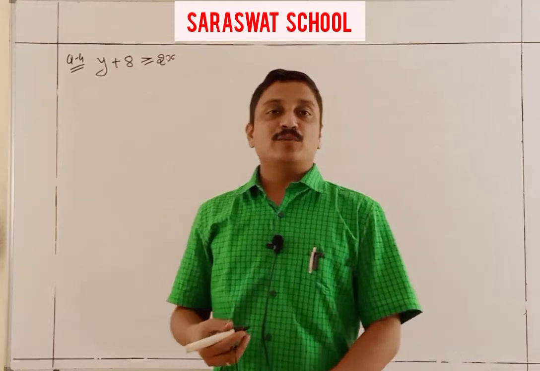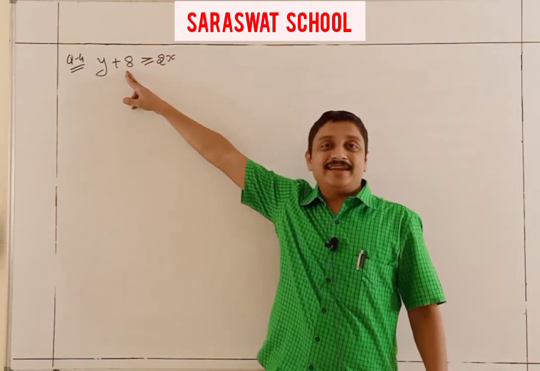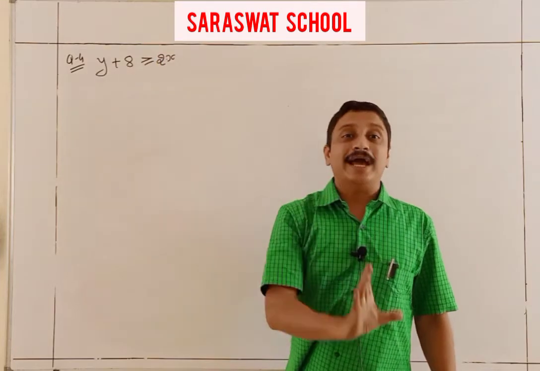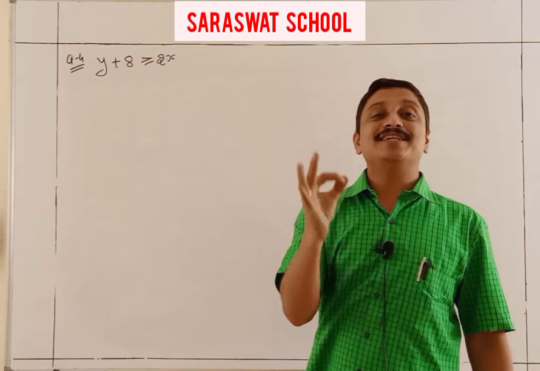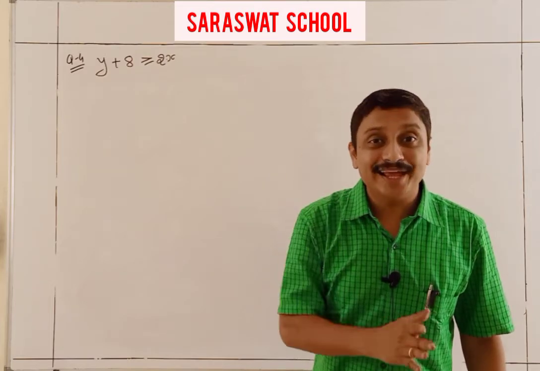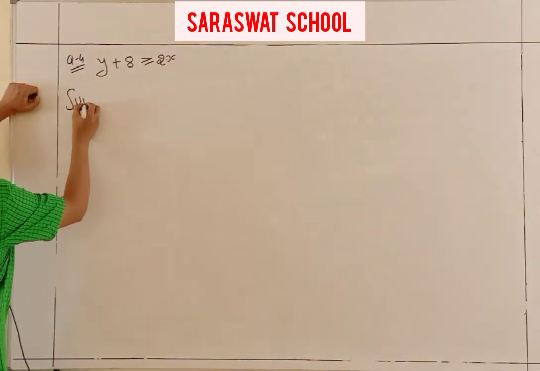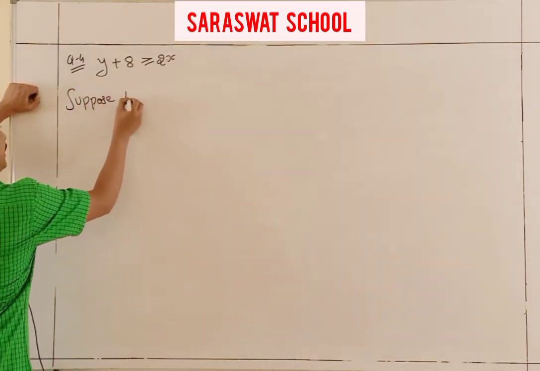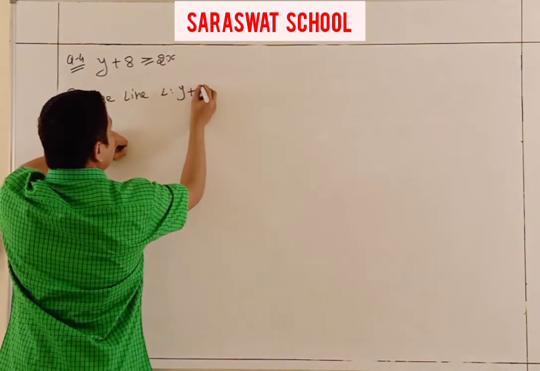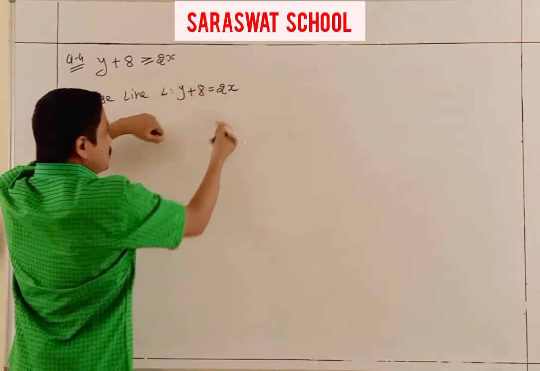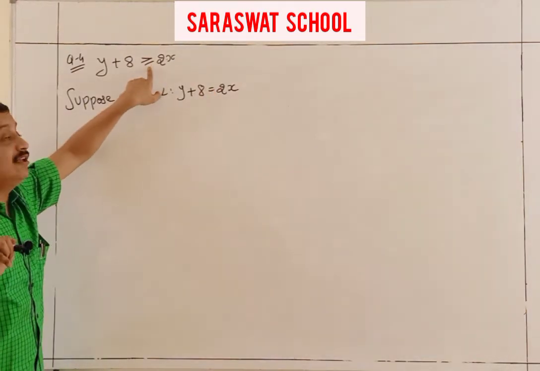Now students, one more question, that is also an interesting question. Y plus 8 greater than or equal to 2x. Greater than or equal to means at the end I show it is a closed half plane. And we start the same process. Suppose the line, converting the inequality: Y plus 8 is equal to 2x. You always write down is equal to, whichever is given here.